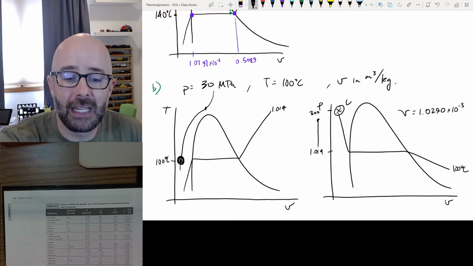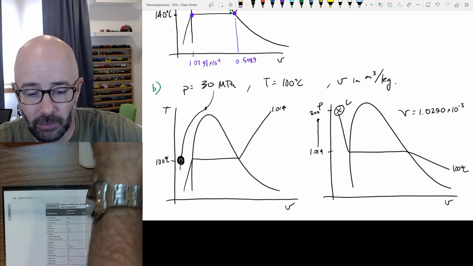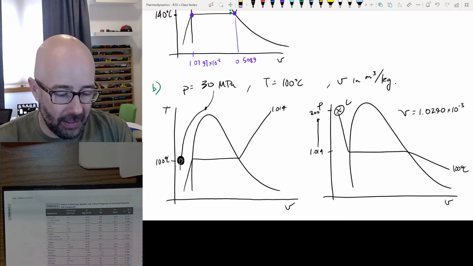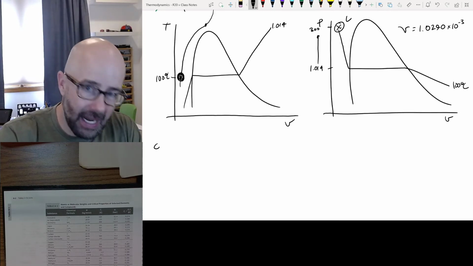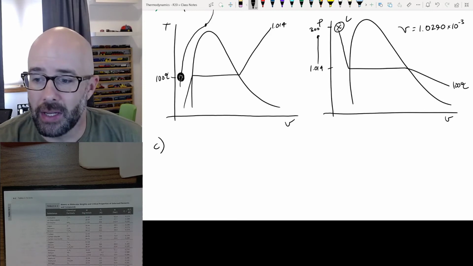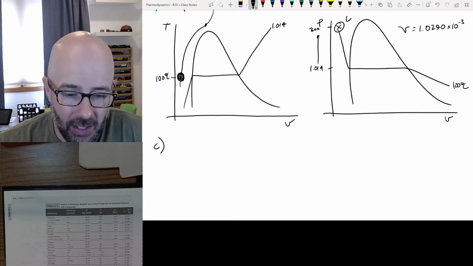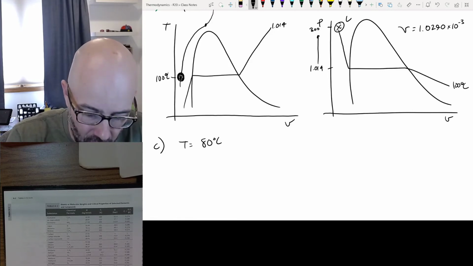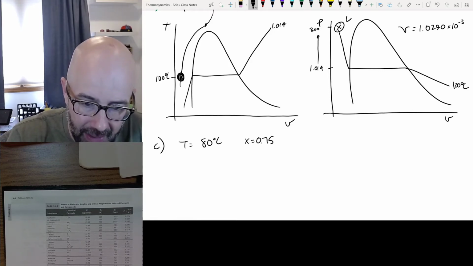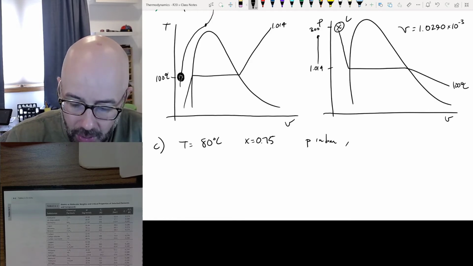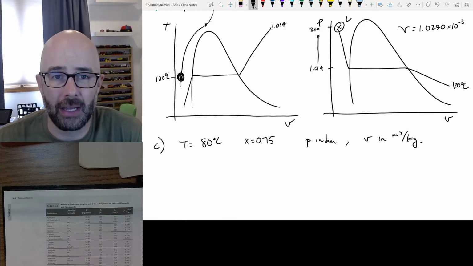But it did tell us which table to look under. All right, I am going to do problem C here, and then we'll move on and give you a problem to do for your lecture quiz. That is going to be temperature equal to 80 degrees Celsius, and they tell us the quality is equal to 0.75. They want to know pressure in bars, and specific volume in meters cubed per kilogram. They want to know two things.